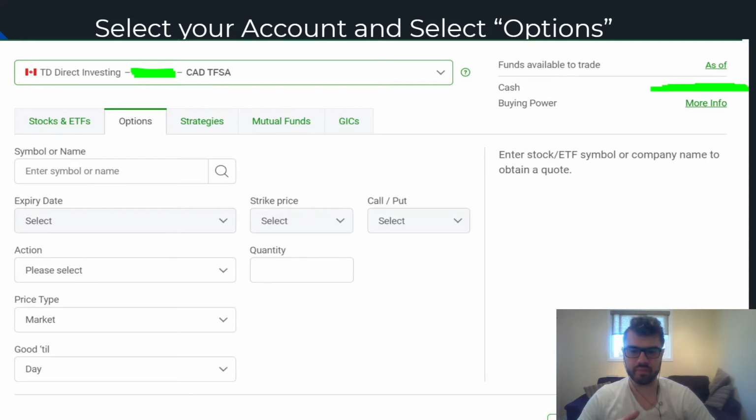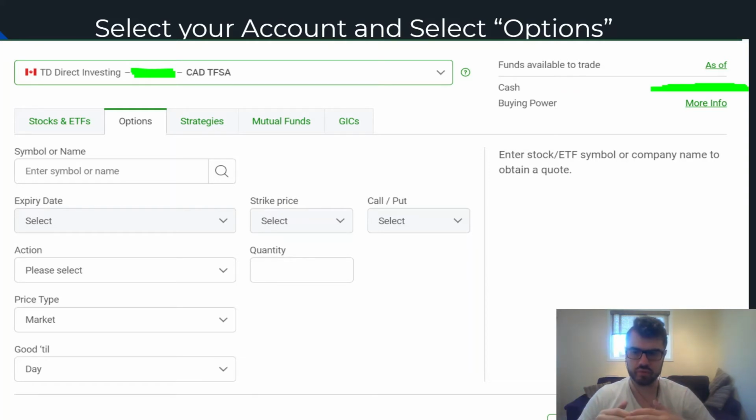So the symbol or the name, you're going to fill that in. Make sure you choose the right Canadian or US option. Expiry, strike, whether it's a call or put, make sure to remember to do that. The action, buy or sell. The quantity, of course, it's not like stocks where you put in 100 shares, 200 shares, 300, you can go up to thousands of shares. One option contract is equal to 100 shares of the underlying security 99% of the time, so make sure you're doing 1, 2, 3, or those multiples.